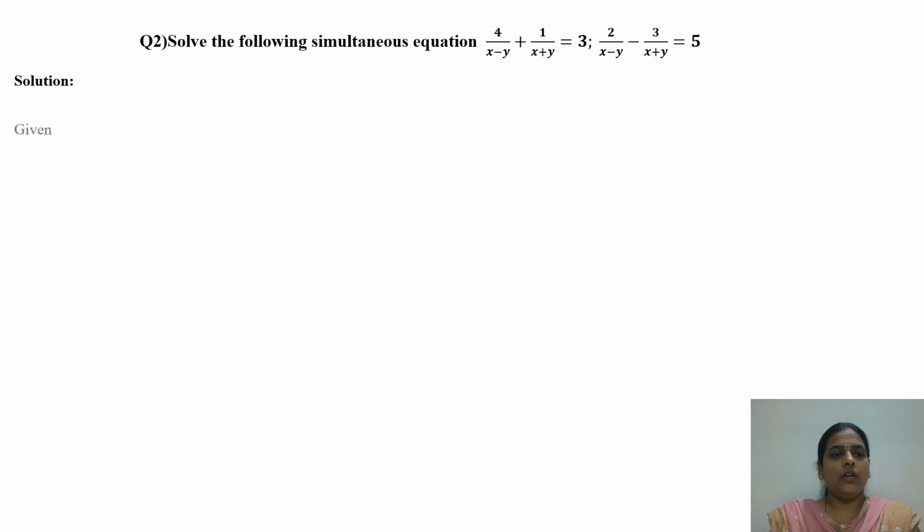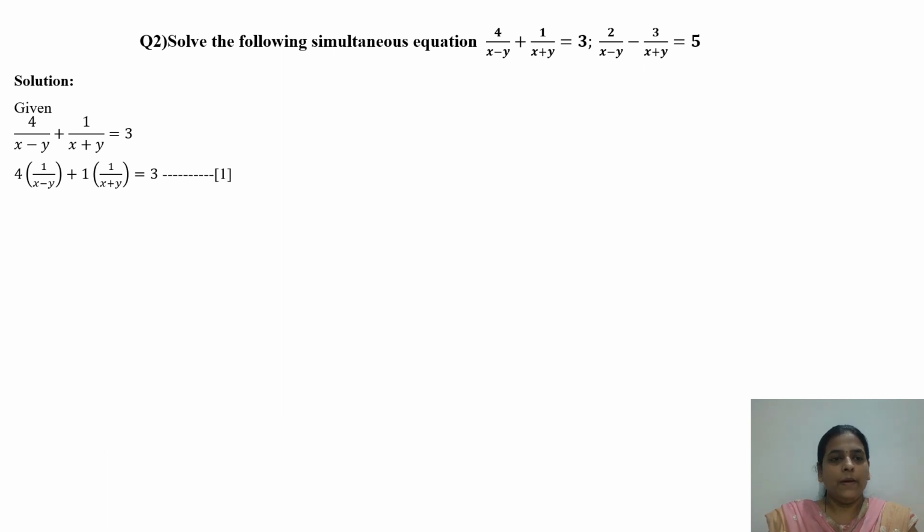Solve, write down the given equation. First equation is what? 4 upon x minus y plus 1 upon x plus y is equal to 3. After rearranging this equation, the constant part taken outside of the bracket, that is 4 in bracket 1 upon x minus y plus 1 upon x plus y is equal to 3. Okay, so this is your equation number 1.